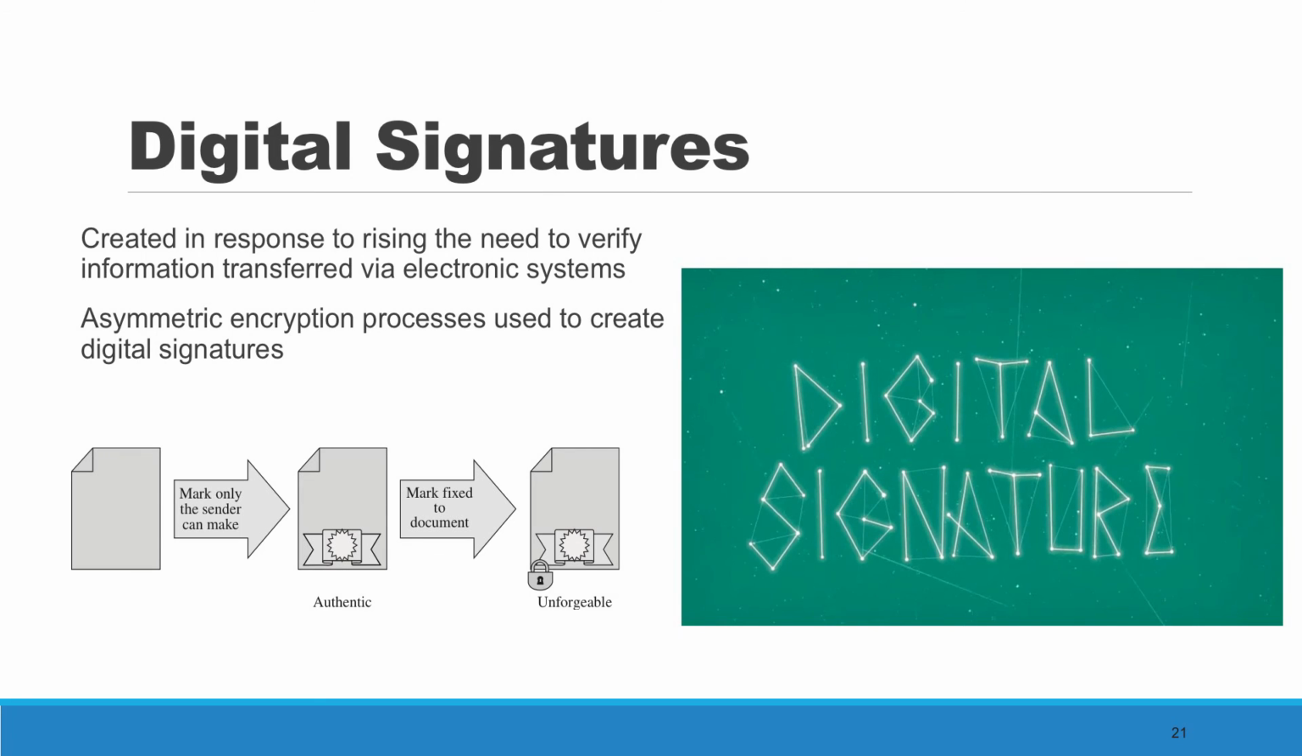Digital signatures were created as a response to a rising need to verify information that was transferred over electronic systems. The way that these are implemented is through asymmetric encryption. Let's watch a short video about what digital signatures are and how they function.